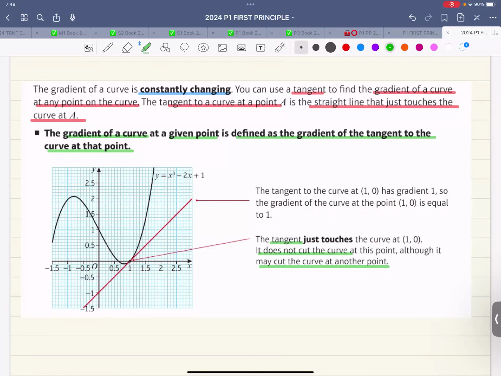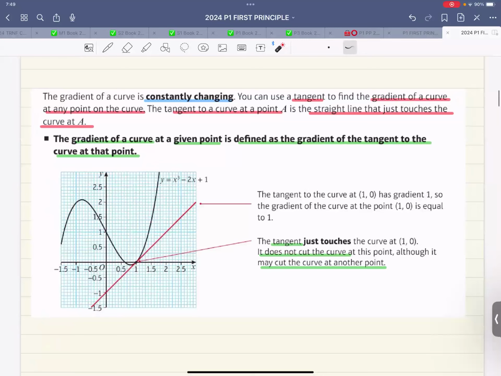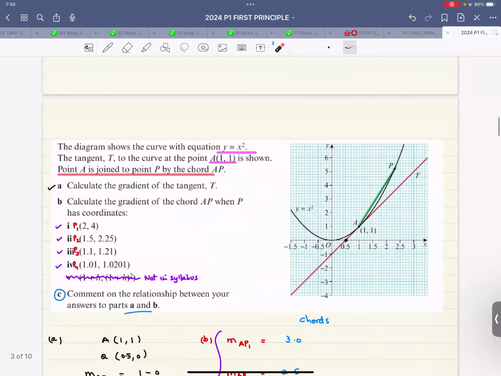Now we have seen questions like this in past papers, in which, let's say, this graph is going like this. This line is going like this. So it would be cutting the graph at some other point, but at this point, it's just touching the curve. So let's move to the next page.